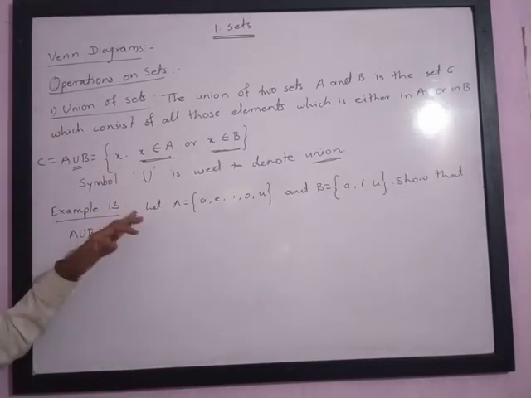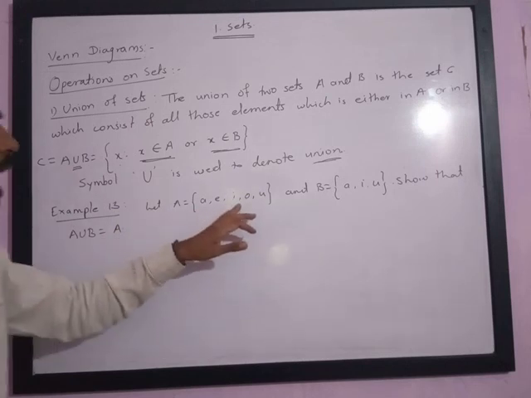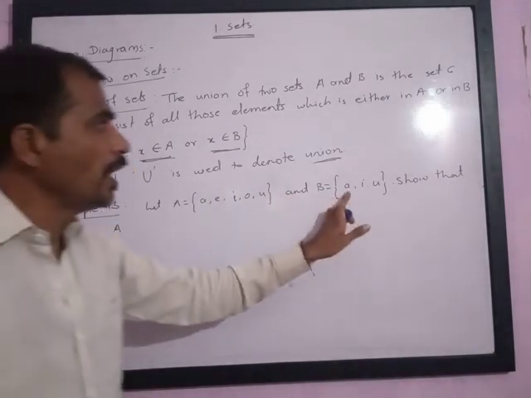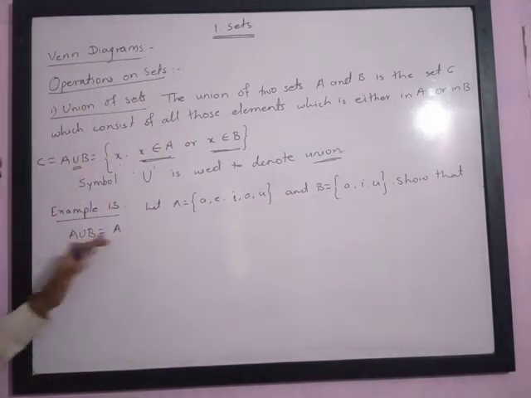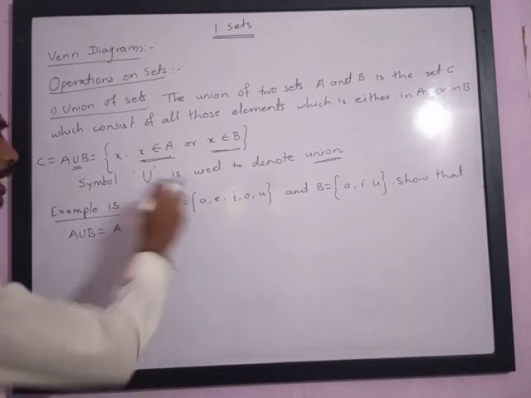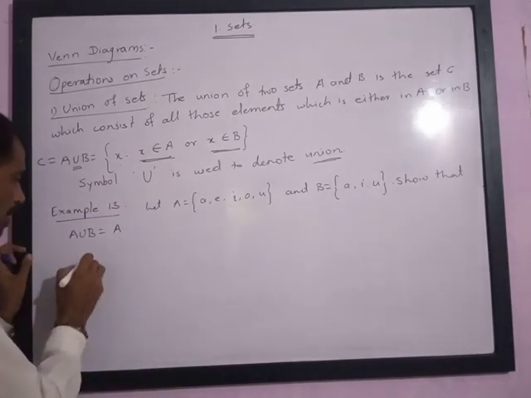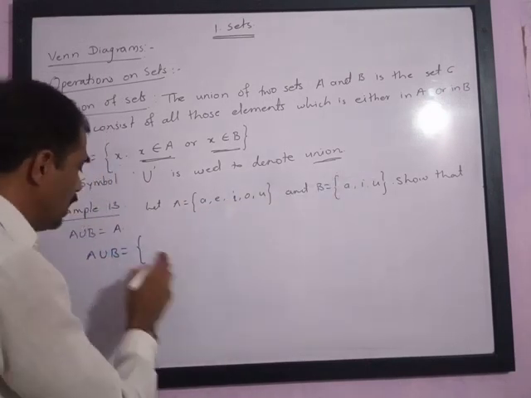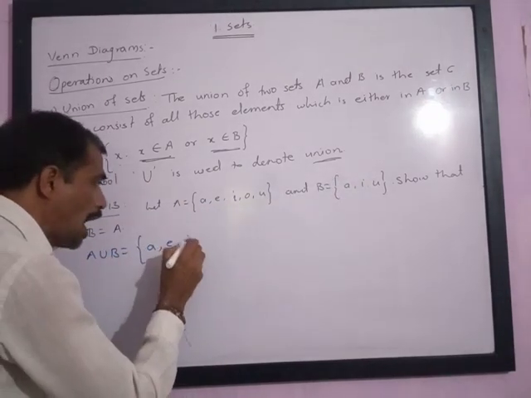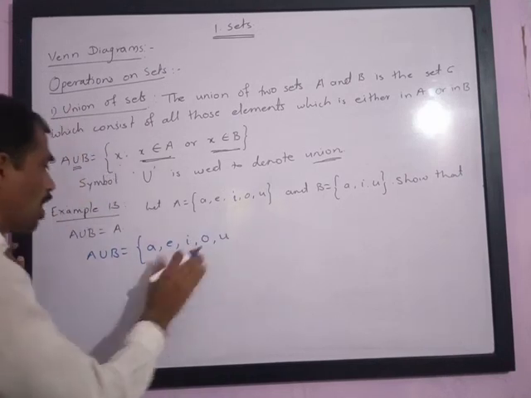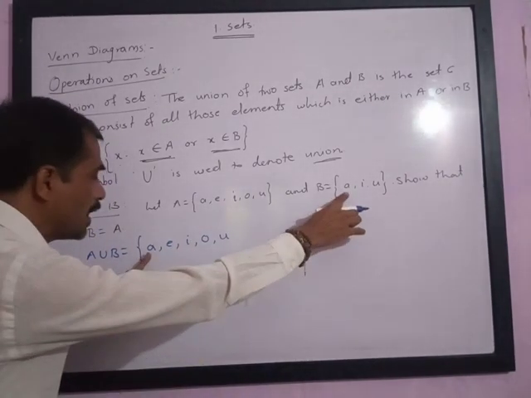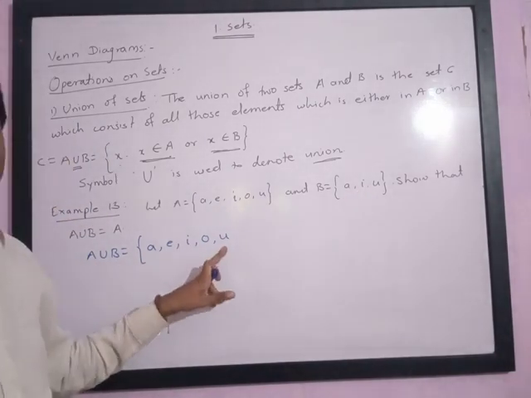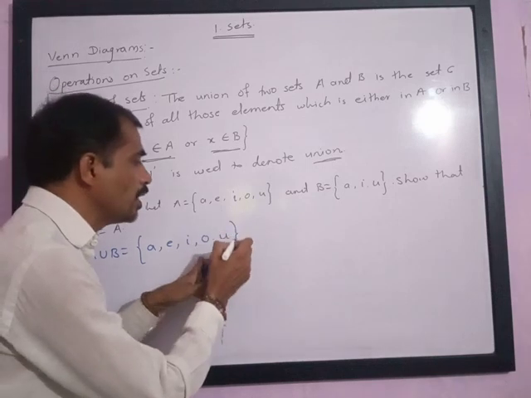13th example. Let A be the set of a, e, i, o, u, and B be the set of a, i, u. Show that A union B is equal to A itself. Let us understand. A union B is the set of all the elements of set A and set B. So this is equal to a, e, i, o, u. I have written all the elements of set A. Now a is already written, i is already written, u is already written. We have studied earlier that while representing a set, we don't repeat the elements.